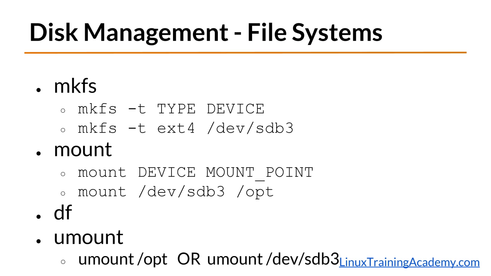To show how much disk space is in use, use the df command, which you can think of as the disk free command. If you want to disconnect a file system from the Linux server, use the umount command. That's unmount without an N. Supply the mount point or device to umount to unmount the device.